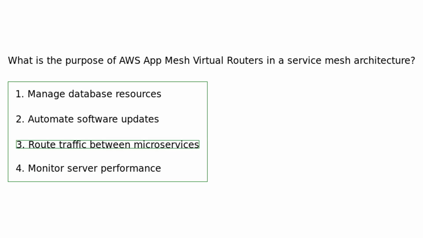AWS App Mesh virtual routers route traffic between microservices based on defined rules and configuration within the service mesh architecture.